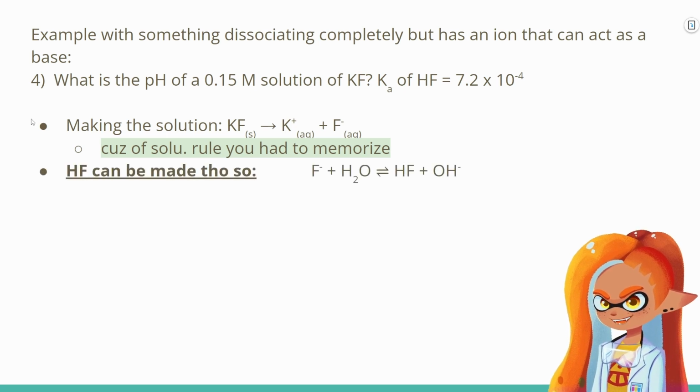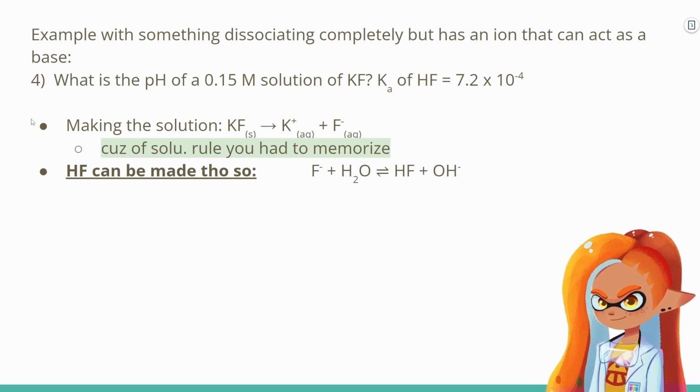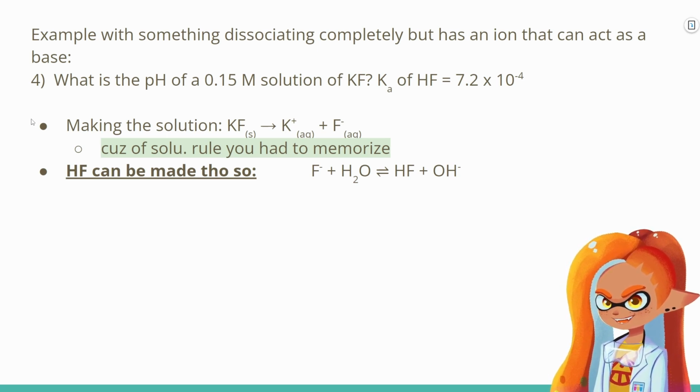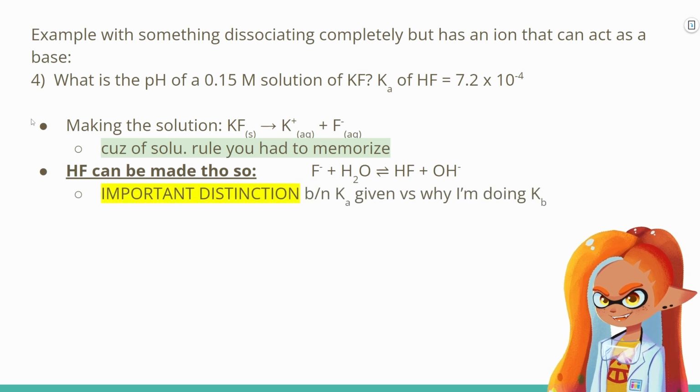The thing about this is technically we have F minus. Water can act like an acid to F minus, so F minus is going to act like a conjugate base. It's going to grab an H from that water. And so technically, we are making the weak acid HF, and we have the OH minus. That is happening in solution. This is a very important distinction.